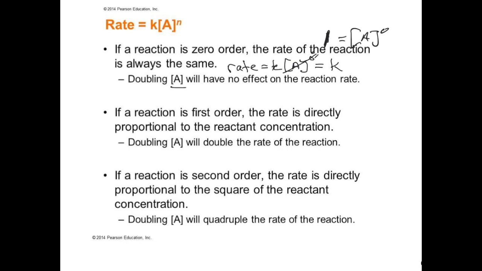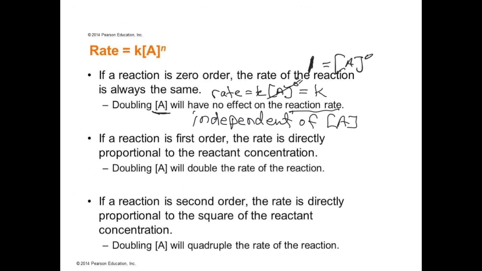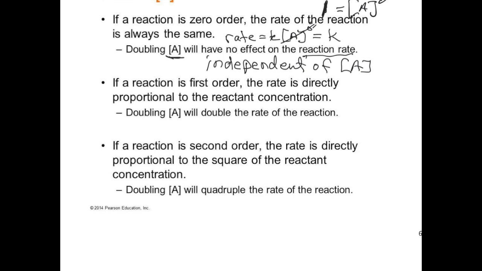So if we change the concentration of our reactant and then measured, the rate would remain constant. It would never change. It's independent of reactant concentration. So that's the one example, and the reason why I said could, because if it's zero order, it's not going to impact the initial rate of the reaction. It only does if it's not zero order, and that's these other two examples.